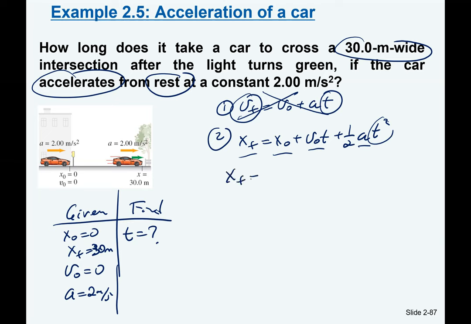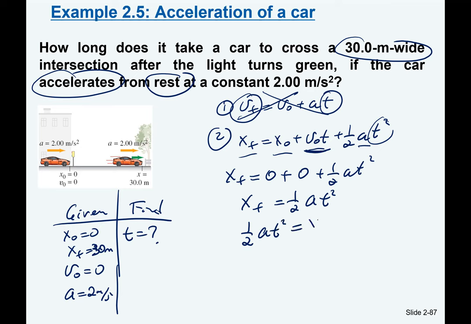So x final equals x initial, which is zero, v initial is zero, so this entire term is zero, then plus 1/2 a t square, which means x final equals 1/2 times acceleration times time square. We switch the sides: 1/2 times acceleration times t square equals x final. Then I rearrange and solve for the t. See, then t squared equals 2 x final over a, so multiply both sides by 2 and divide both sides by acceleration. And then since it's t squared, we also take the square root of both sides.